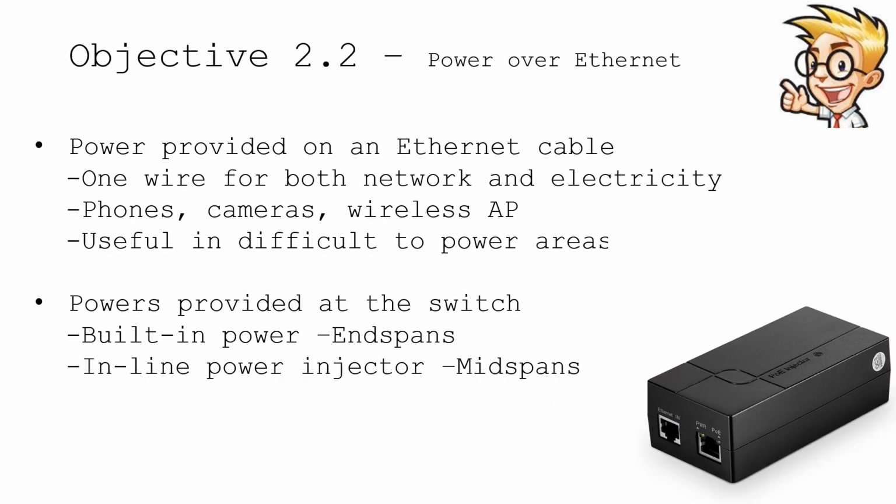And in many cases, this is what you would see at a SOHO, small office, home office. There are power over Ethernet injectors, and you can use them to power different devices. There's one wire for the network and one wire to power the device itself. It's pretty common to see on phones, cameras, and wireless access points, and you may not have a PoE switch available, so you may need to use an injector.